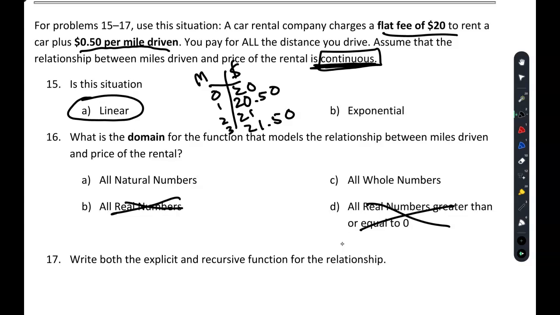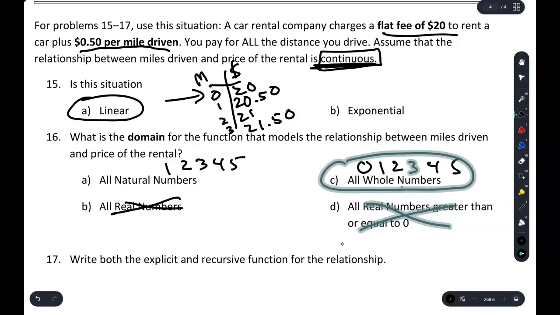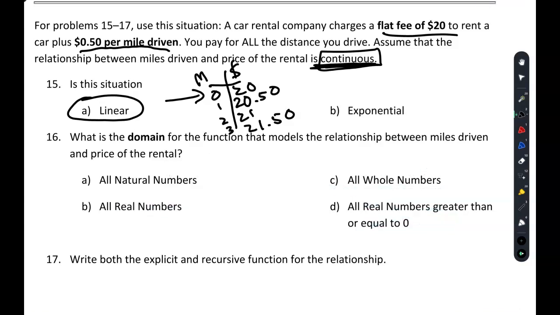So it can either be natural numbers, which is 1, 2, 3, 4, 5, or whole numbers, which is 0, 1, 2, 3, 4, 5. We started with 0 this time, so it's going to be all whole numbers. Oh, you know what? Let me fix that. This is continuous, and I'm going off of discrete. My bad. I'm going to fix all of that.